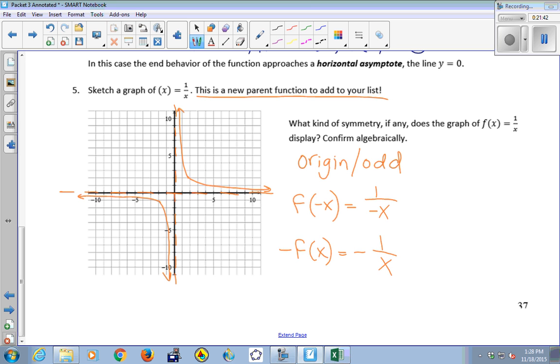Yeah, how come? Yeah. When you're dealing with a fraction that has a negative, you can put that negative in the numerator or the denominator or out front. All means the same thing. Because in this first example, this is 1 divided by a negative number. A positive divided by a negative is a negative 1 over x. Okay. So these are the same, and that confirms that I have origin symmetry. Okay. When f of negative x is the negative of f of x.